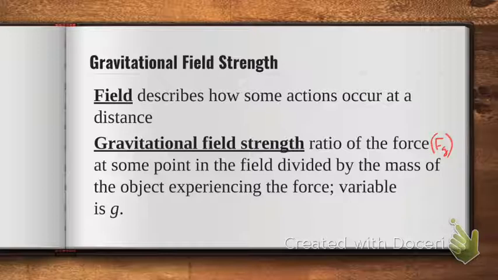The variable for this is a lowercase g. What is a lowercase g? We're not just saying gravity. Force of gravity is F of g. What's just little g? Acceleration due to gravity. So the gravitational field strength is essentially the acceleration because of a large object, based on your position relative to that large object.